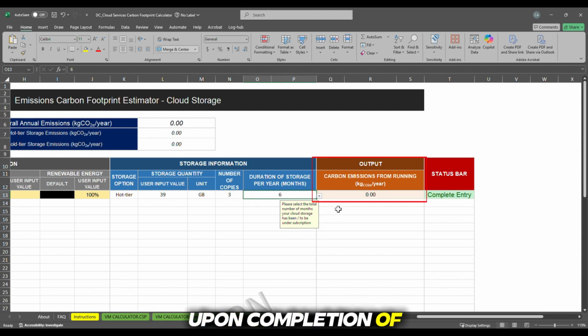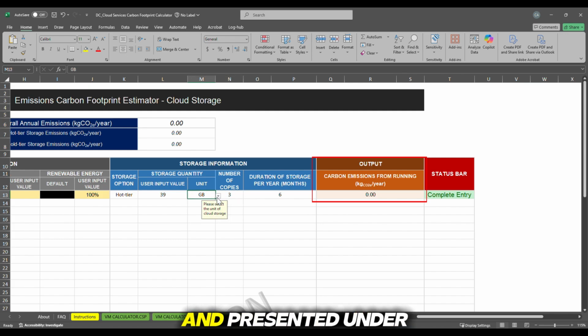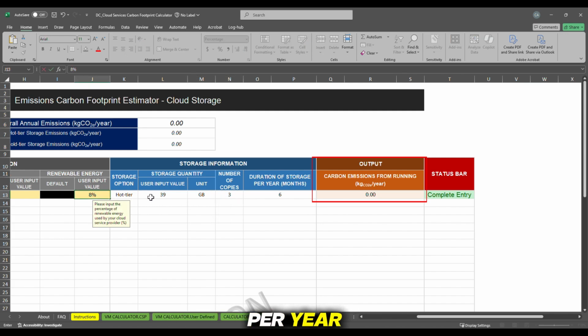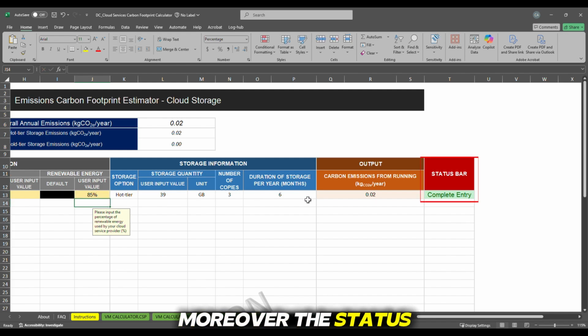Upon completion of all the inputs, the emission for that specific storage should be available and presented under the output table in kgCO2e per year. Moreover, the status bar should indicate complete input. Otherwise, there may have been a missed cell input from the previous column.